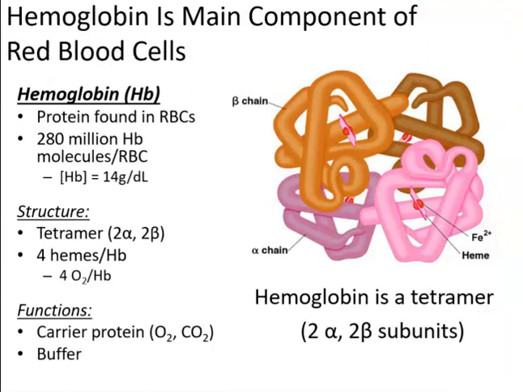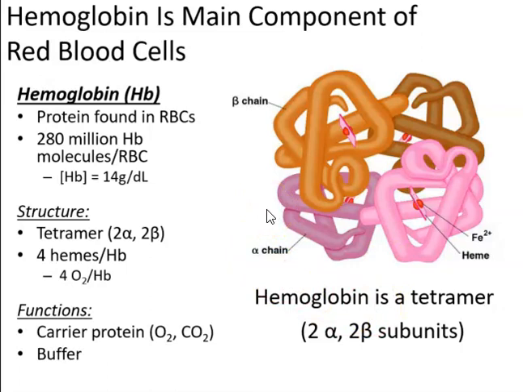Hemoglobin is the main component of red blood cells. It is a very important protein. Its structure is a tetramer, meaning it has 2 alpha and 2 beta subunits, and each subunit contains a heme or iron molecule, and each heme binds to a molecule of oxygen. So hemoglobin is an important protein found in RBCs.